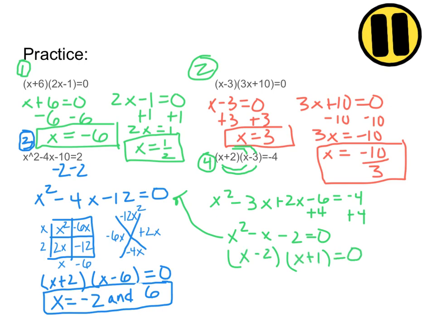I got x minus 2 times x plus 1, which means that x could equal 2, and it could also equal -1.